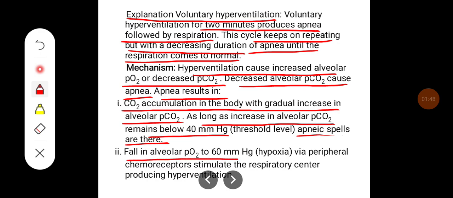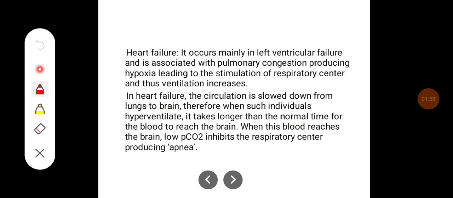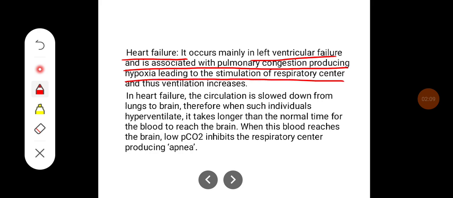A fall in the alveolar PO2 to less than 60 mmHg, that is hypoxia, stimulates the respiratory center via peripheral chemoreceptors, producing hyperventilation. In heart failure, it occurs mainly in left ventricular failure and is associated with pulmonary congestion, producing hypoxia leading to stimulation of the respiratory center, and thus ventilation increases.